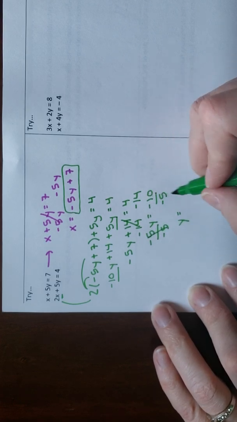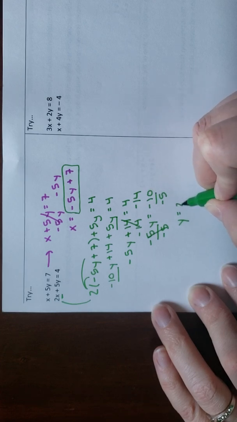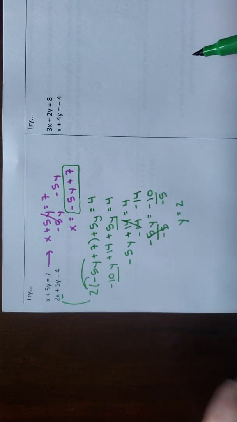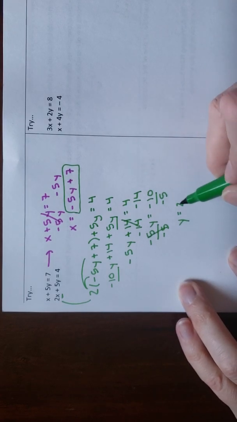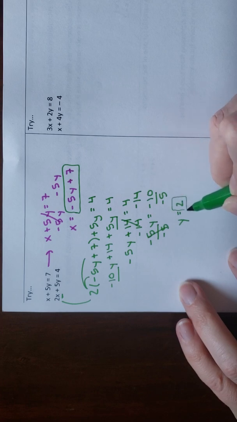Negative over negative is positive. 10 over 5 is 2. All right, we have half of our answer. Now we're going to put in 2 for y.